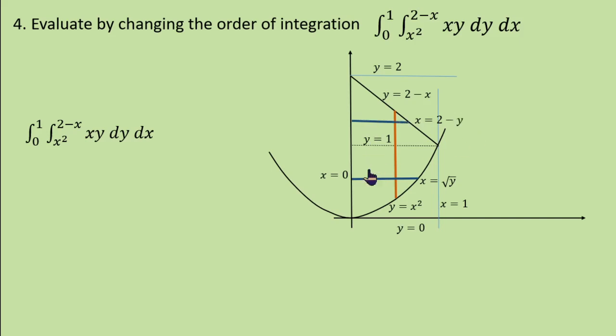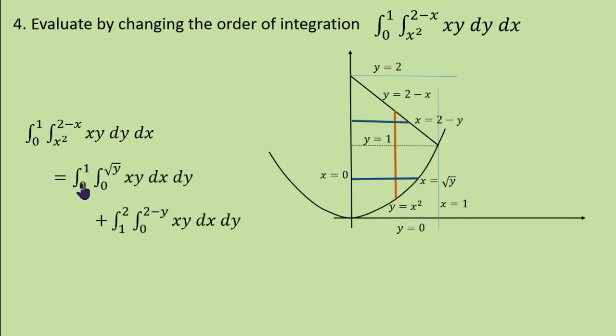You split the area of the integral when you change the order of integration. Therefore, the first part is y varying from 0 to 1, and for y between 0 and 1, x varies from 0 to root y. And in the second area, y from 1 to 2, x is from 0 to 2 minus y.